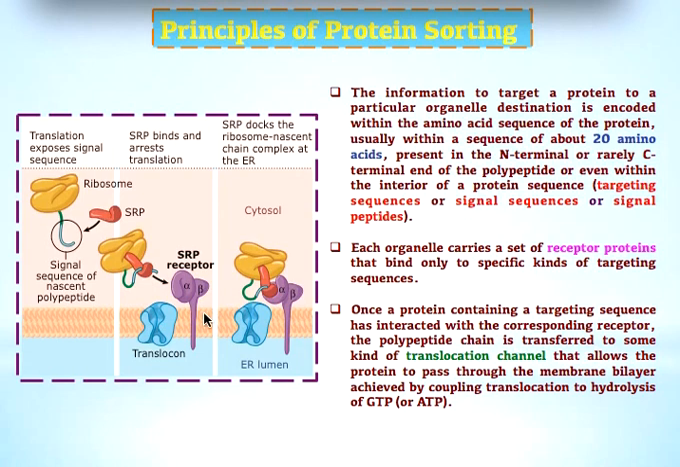Now this brings the polypeptide into close proximity with the translocon channel that is present in the vicinity of the SRP receptor, all of which are present on the lipid bilayer of the ER. Then this polypeptide gets the chance to move through the translocon channel with the help of GTP expenditure.